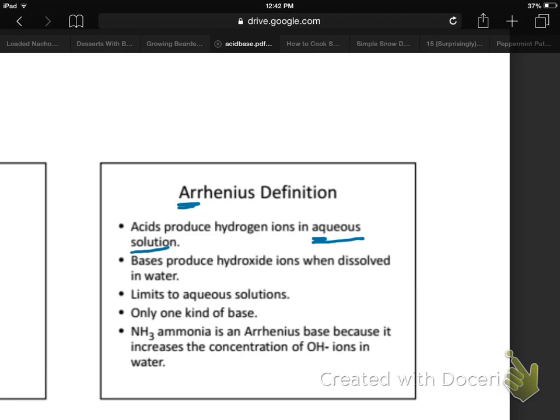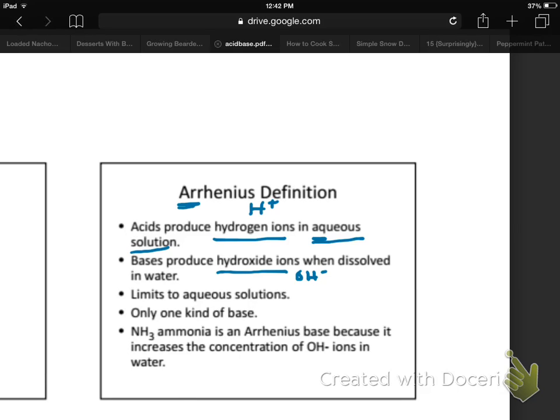And in the Arrhenius definition of acids, acids produce hydrogen ions. So those H+ ions are what defines an acid, as long as those are being released in a water-based solution. The Arrhenius definition for a base is that bases produce hydroxide ions when dissolved in water or in an aqueous solution. So those OH- ions are increased when you put an Arrhenius base in water.